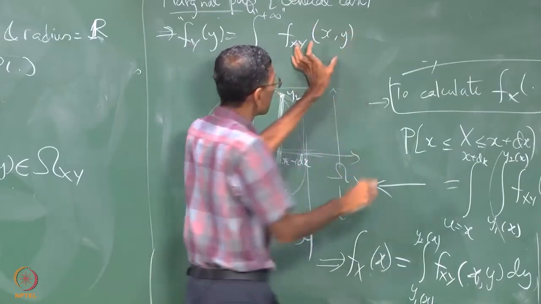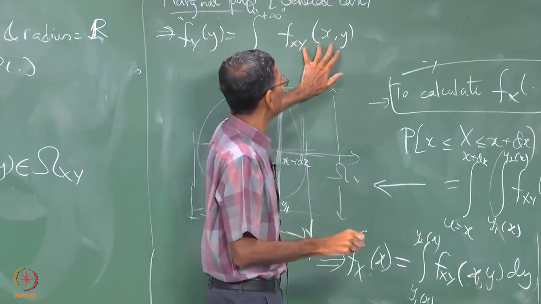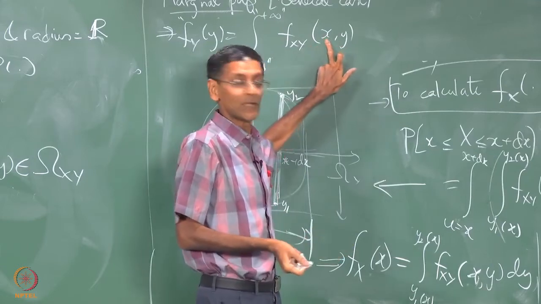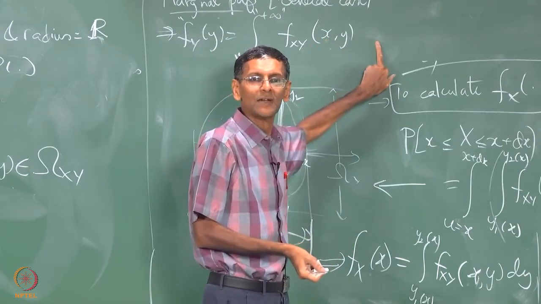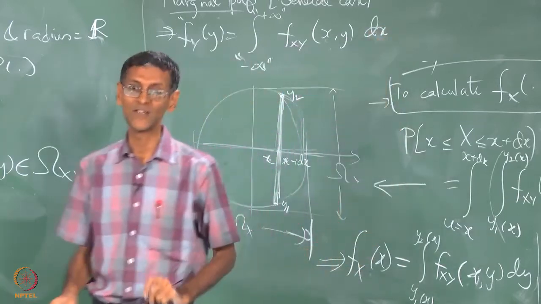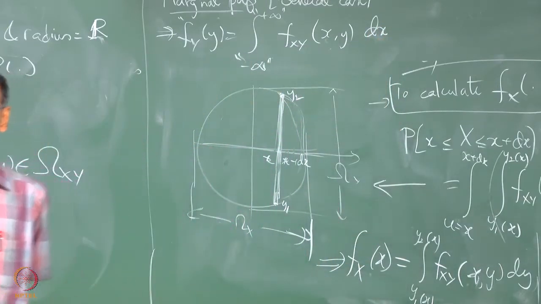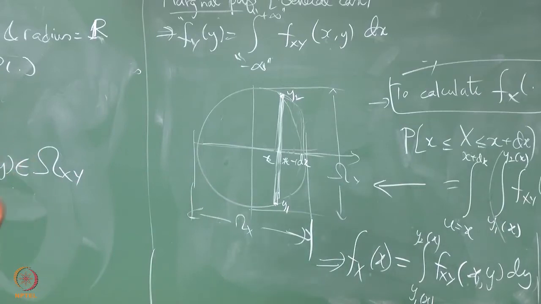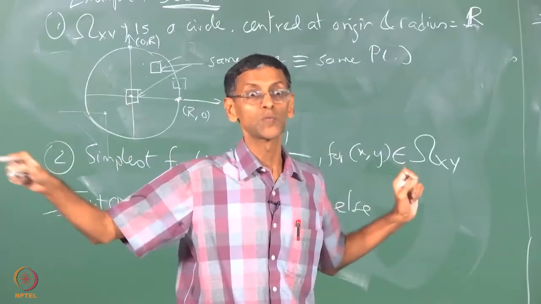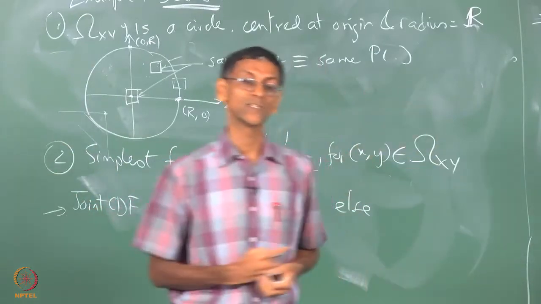This looks very innocuous, but you have to realize which variable you are integrating over now. What should we put here? dx, because you are integrating in the horizontal direction, keeping y fixed. So this is very analogous to what we did in the discrete case. In the discrete case, you got the PMF of y, you drew a horizontal line and looked at all the points on that line and added all those probabilities. So here you have to do an integration.